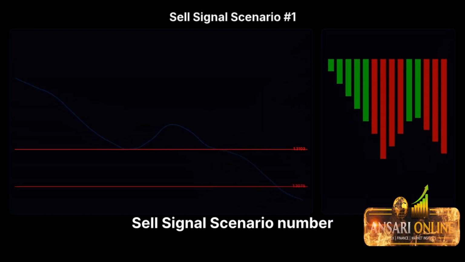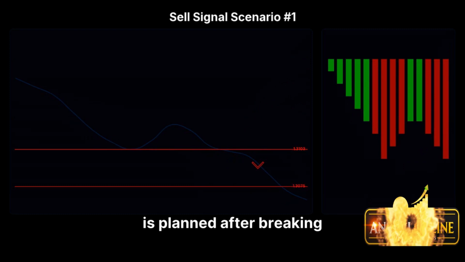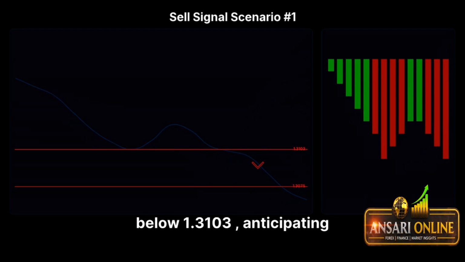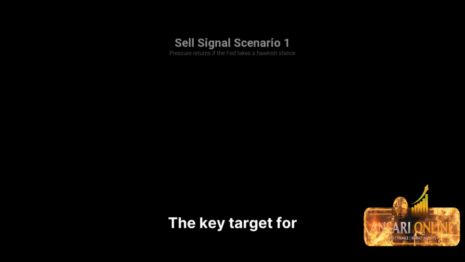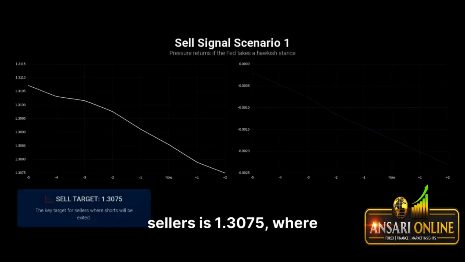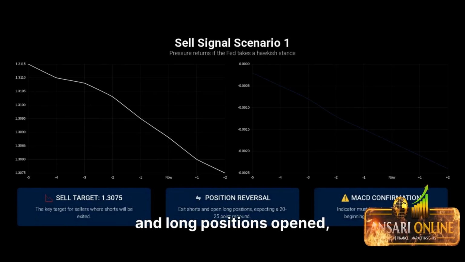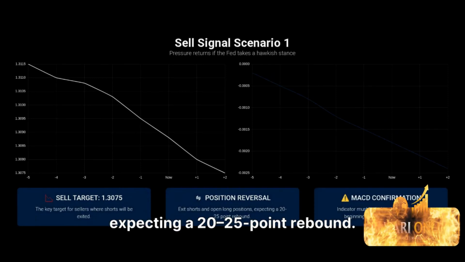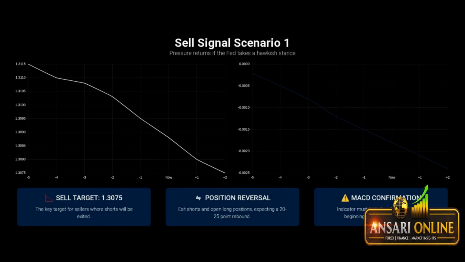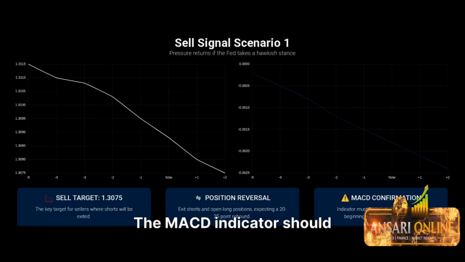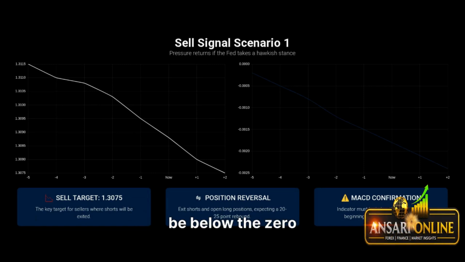Sell signal scenario number 1. Selling the pound is planned after breaking below 1.3103, anticipating a quick decline. The key target for sellers is 1.3075, where shorts will be exited and long positions opened, expecting a 20-25 point rebound. Pressure on the pound will return if the Fed takes a hawkish stance. The MACD indicator should be below the zero line and declining before selling.